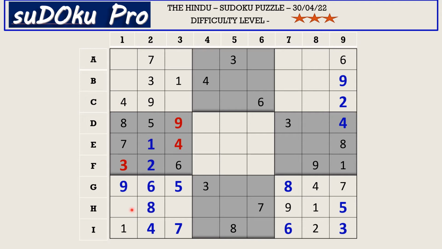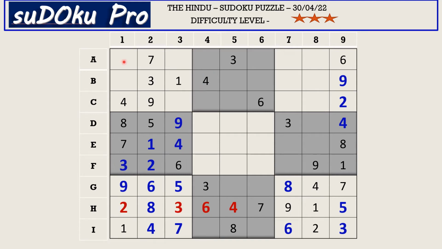Now in this seventh block, there are only two empty cells and the missing numbers are 2 and 3. There is a 3 blocking from here. So H1 takes 2 and H3 takes 3. Now in H row, there are only two empty cells and the missing numbers are 4 and 6. There is a 4 blocking from here. So H4 takes 6 and H5 takes 4.